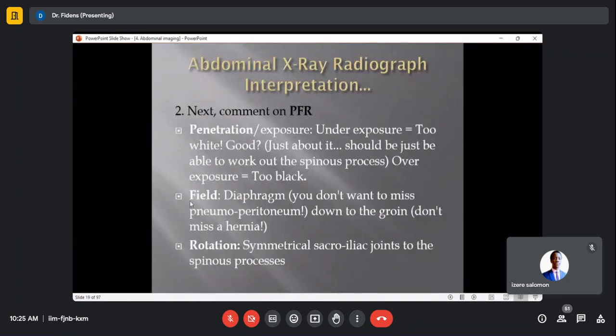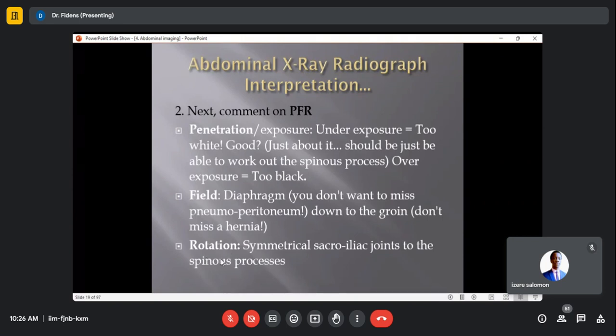Field, it's about collimation now. They say a very good, well taken abdominal X-ray, the diaphragm should be included, for you not to miss the pneumoperitoneum. Remember, pneumoperitoneum, we see the free air under the diaphragm. And down to the groin. Don't miss any hernia. So the pelvic bone should be within the film so that you don't miss any pelvic pathology, especially hernia. And how do you check the symmetry?